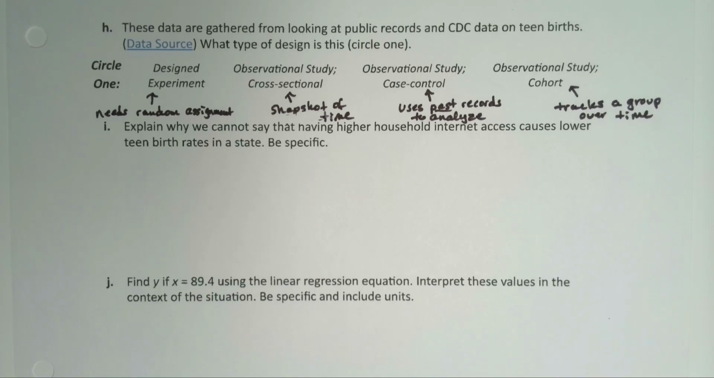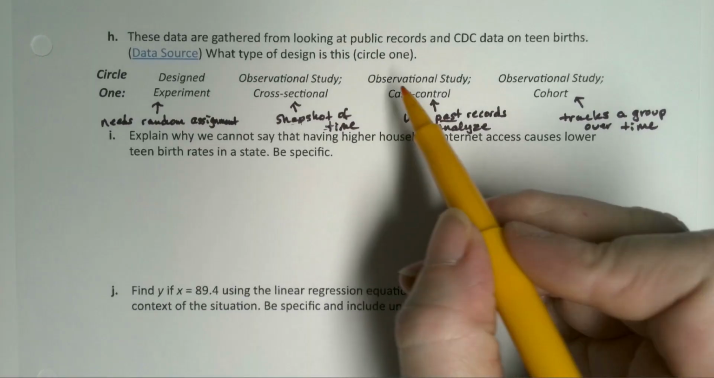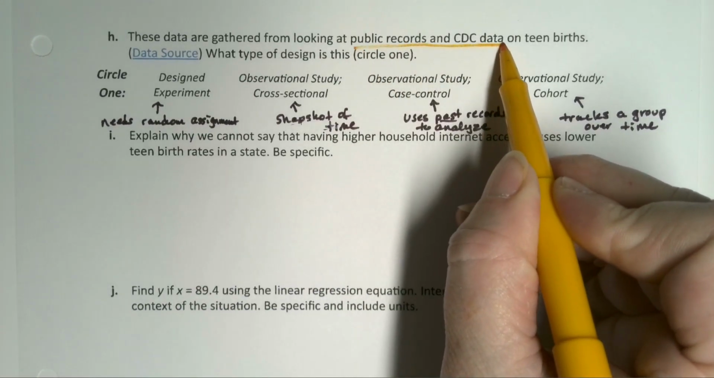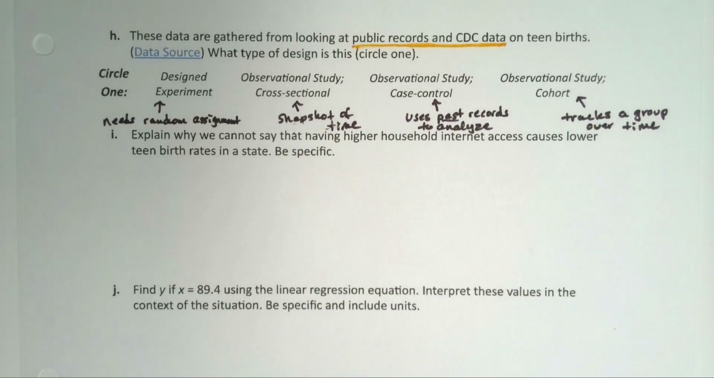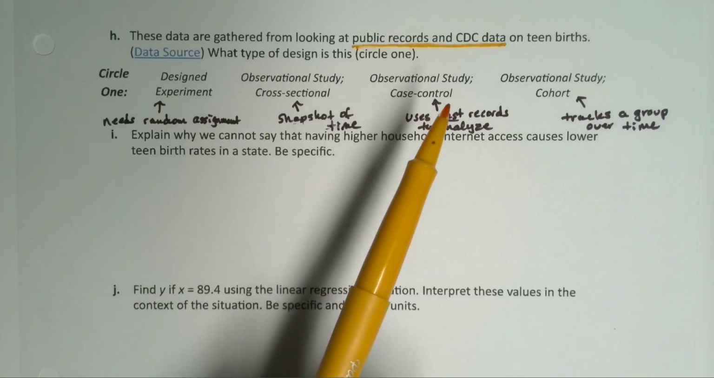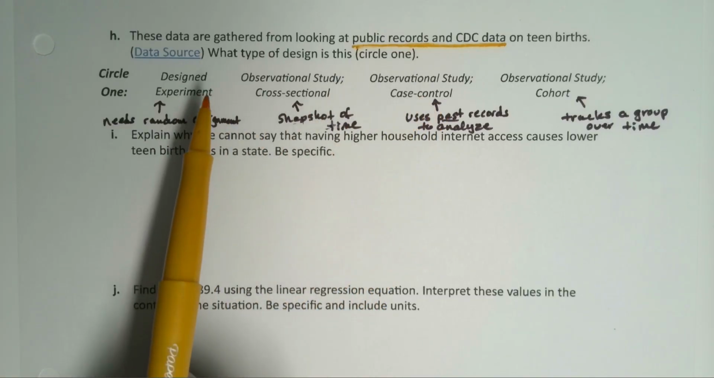Now, letter H is a little bit of a review question. Suppose these data were gathered from looking at the public records and CDC data for teen births, which is exactly where they came from. So if that's the case, then what kind of study is this? I just wanted to remind everybody what the four types of studies were that we learned in section 1.2.